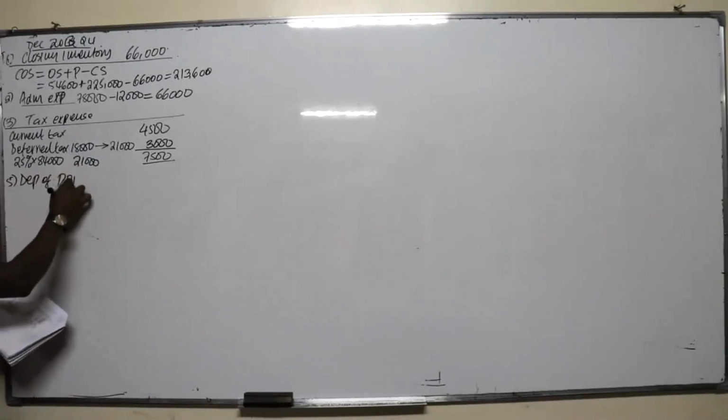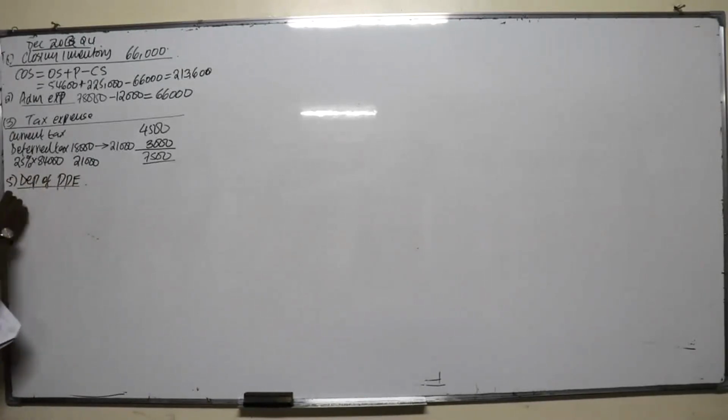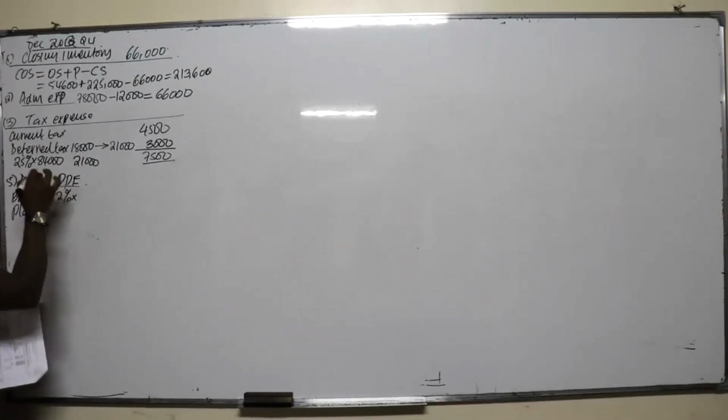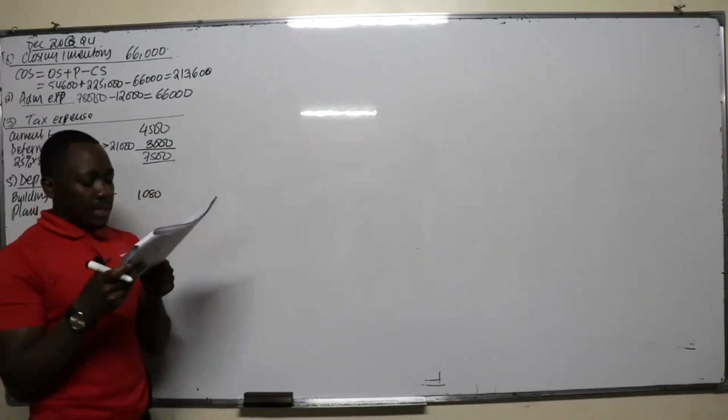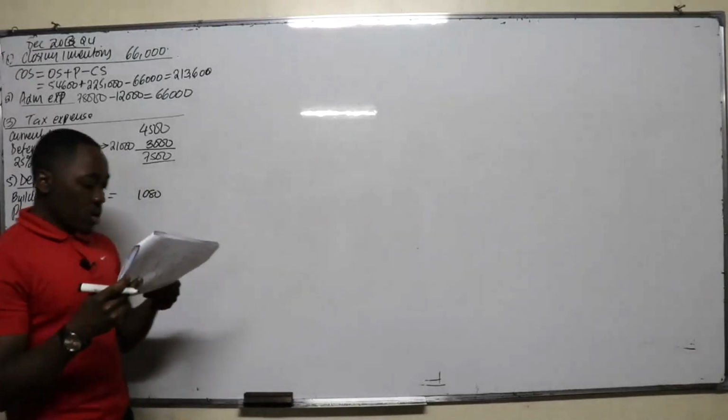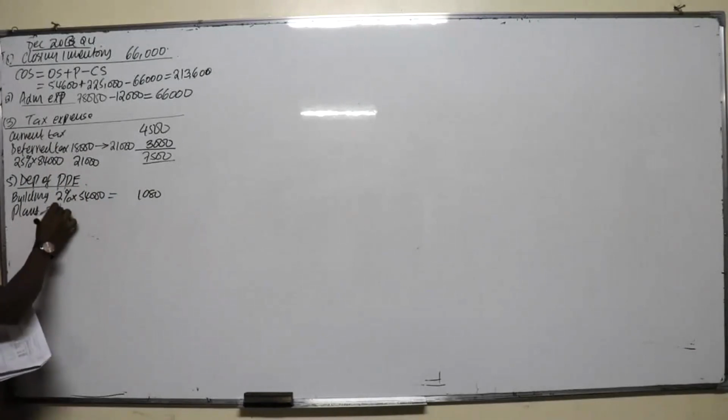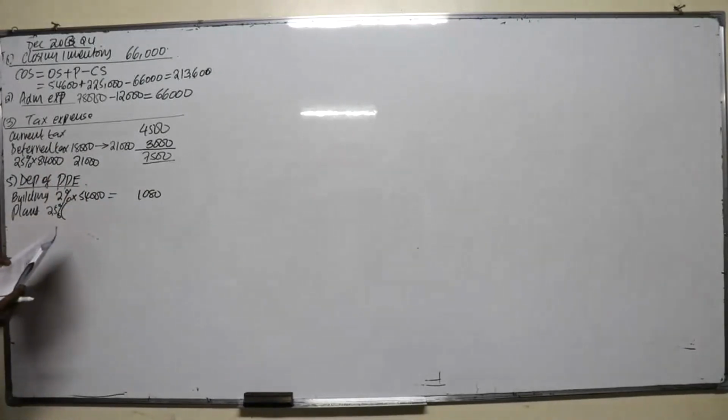So number 5, depreciation of PPE. We have building and we have plant. We are told that buildings are depreciated at the rate of 2% based on cost. So we'll take 2%, note number 4. How much is the cost of the building? 54. 10,800 divided by 10 gives you 1080. And then you're told that plant and equipment are depreciated at the rate of 25% based on cost. How much is the cost of the plant? 81.